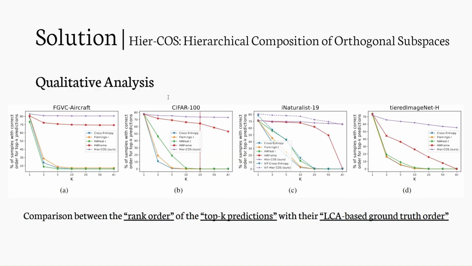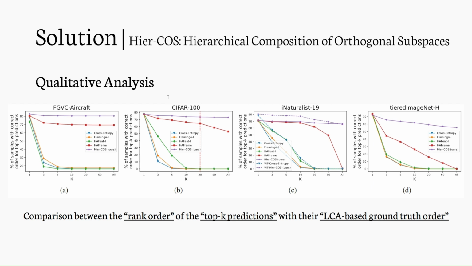To analyze this more closely, we plot the percentage of samples that were predicted with the correct prediction order for the top K classes across all the datasets. We observe that the performance of our model is indeed better than all the previous methods across all the datasets. In fact, for the real world dataset, which is tiered ImageNet, where the hierarchy tree is the most deep and complex, the performance of the existing state of the art drops from more than 70% to less than 50% in just top 3 predictions, while we almost maintain the same performance across all the top K values.